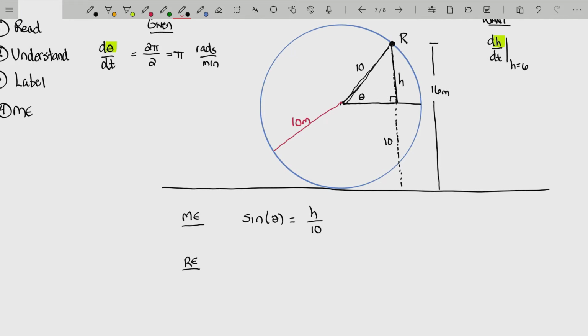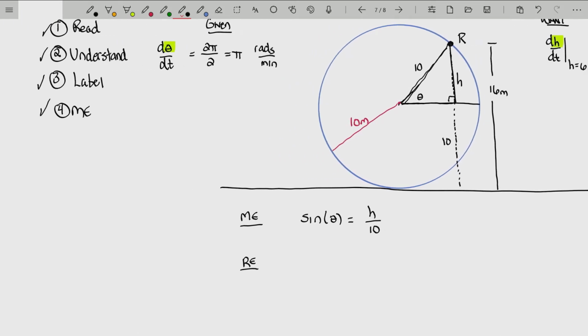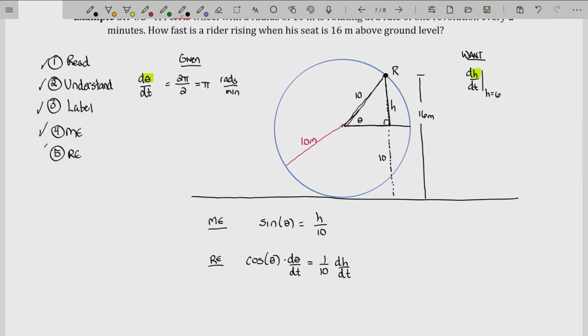Then you can go into the rate equation. Let me put a little check mark there and put number 5, rate equation. For the rate equation, we just take the derivative with respect to time of both sides. The derivative of the sine is cosine of theta, and then times d theta dt by implicit differentiation, is equal to 1/10 times the derivative of h with respect to time. All right, perfect. And now, sub and solve.